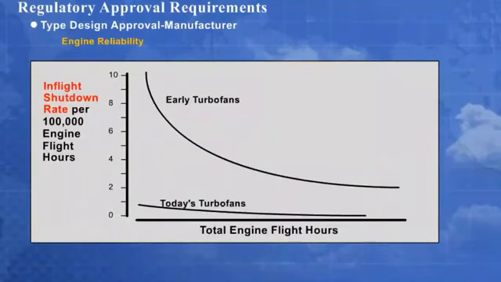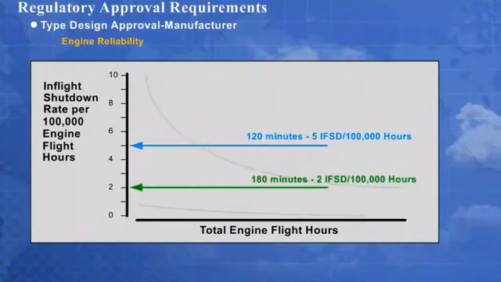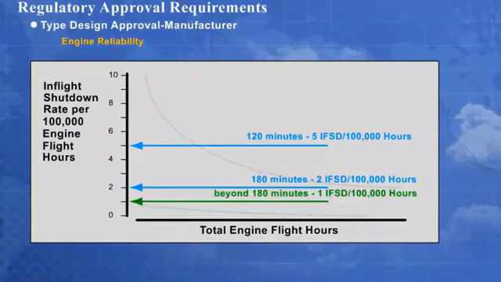Engine reliability is measured by in-flight shutdown rate. For an airframe engine to qualify for 120 minutes ETOPS type design, most regulatory agencies require less than 5 shutdowns per 100,000 engine hours of operation fleet-wide. For 180-minute ETOPS, the requirement is less than 2 in-flight shutdowns per 100,000 engine hours of operation. And for ETOPS type design beyond 180 minutes, the requirement is less than 1 in-flight shutdown per 100,000 engine hours of operation for the world fleet.